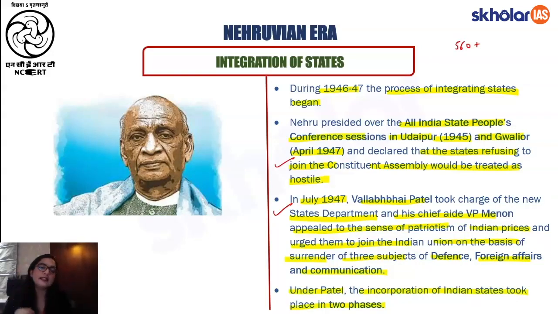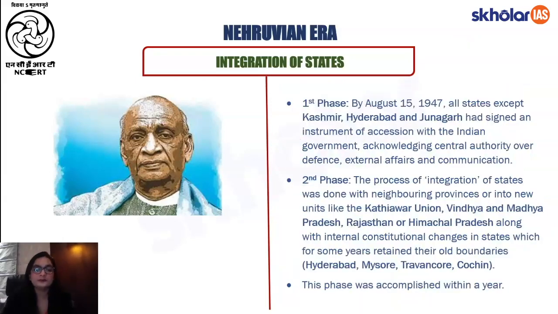तो हमने यहाँ पर देख लिया कि वल्लभ भाई पटेल स्टेट डिपार्टमेंट के इंचार्ज बन गए थे 1947 में. वीपी मेनन उनके चीफ एड थे और वो इंडियन प्रिंसेस में सेंस ऑफ पेट्रियोटिज्म को जगा रहे थे, जिससे कि वो आके इंडियन डोमिनियन को ज्वाइन कर ले बाय ट्रांसफरिंग थ्री सब्जेक्ट्स, दैट इज डिफेंस, फॉरेन अफेयर्स एंड कम्युनिकेशन. Now, students, we are going to talk about the two phases in which the integration of states happened as a part of the Indian Dominion.